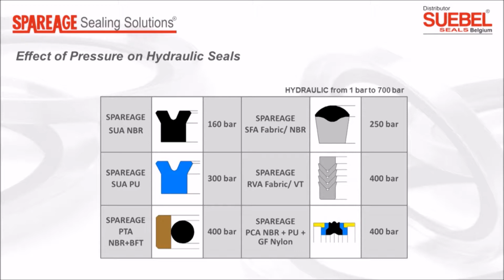The Spare Edge UA profile on screen is made of nitrile rubber, 90 Shore A hardness. It is suitable for a pressure of 160 bar. The higher the Shore hardness, the more the strength of the material. But beyond 90 Shore A hardness, the material becomes brittle. Therefore, the maximum limit is 160 bar.